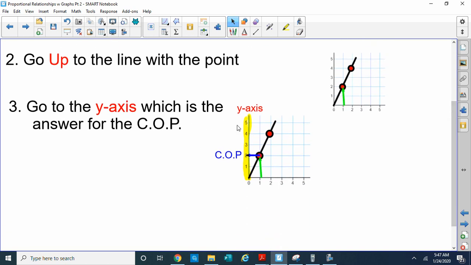From that point, the y-axis is the vertical line that goes straight up and down. I have it colored in here, highlighted in yellow. And we're going to look for the COP by going straight to the left of that point. And that'll be where the constant of proportionality is. All right, so that's all you have to do, those 3 steps.